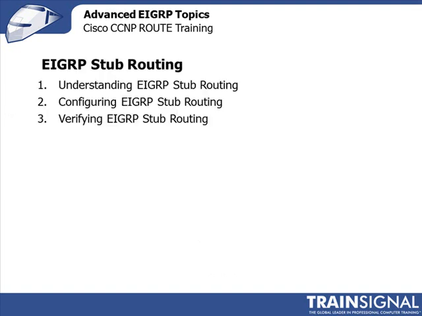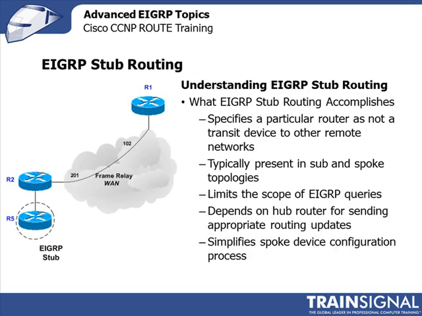Another very important and popular feature to be able to maximize and essentially optimize bandwidth in EIGRP networks is the stub routing concept. We're going to take a quick look at understanding what stub routing is, how to configure it, and then verify that it's operational. So what is EIGRP stub routing?